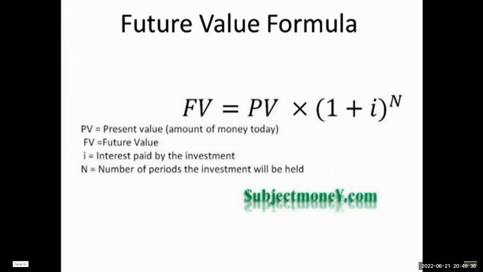When conducting this formula, you need to make sure that N and I match. In other words, if I is an annual percentage rate, then N, your periods, need to be years. If I is a semi-annual interest rate, then N would be 6-month periods.